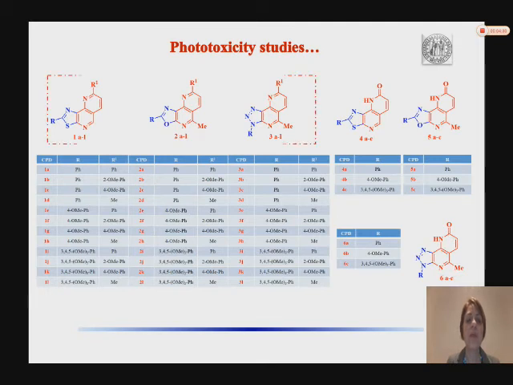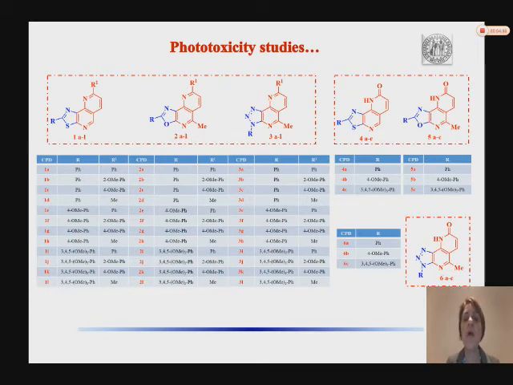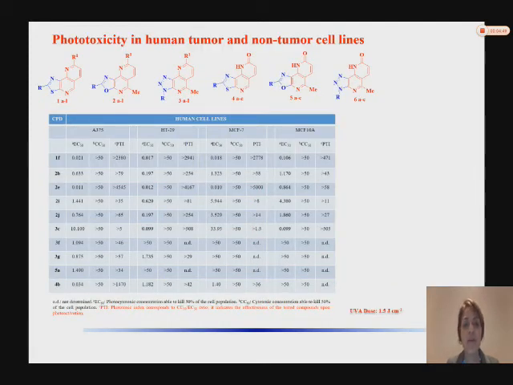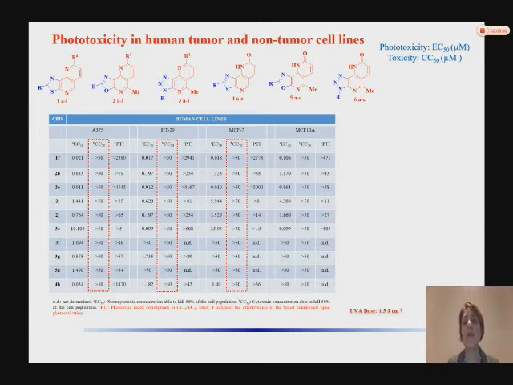Therefore, both naphthyridines and naphthyridinones were synthesized through a multi-step synthetic pathway, and they were evaluated for their phototoxicity at the Department of Molecular Medicine of Padua. Antiproliferative activity was evaluated on a panel of 3 human cancer cell lines and 1 non-tumor cell line. Phototoxicity was expressed as EC50 values, while toxicity in the absence of light was expressed as CC50 values. Notably, no cytotoxicity was described in the absence of light.